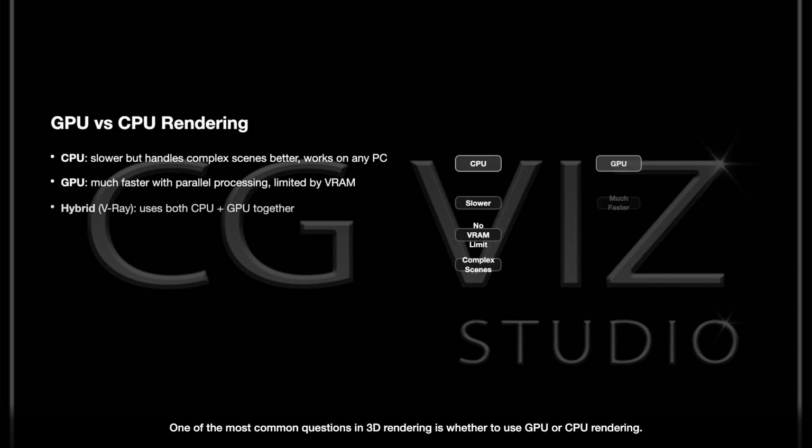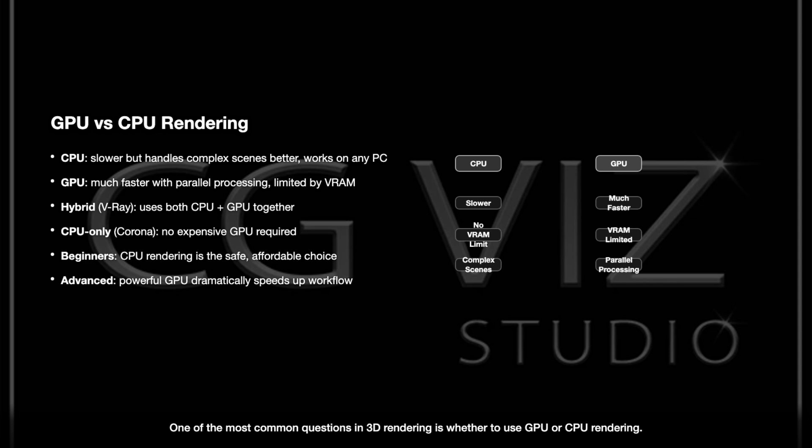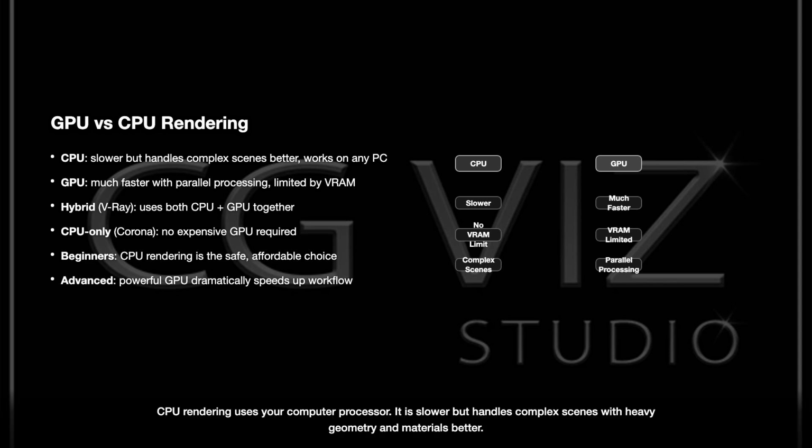One of the most common questions in 3D rendering is whether to use GPU or CPU rendering. CPU rendering uses your computer processor. It is slower but handles complex scenes with heavy geometry and materials better. GPU rendering uses your graphics card, processing many calculations in parallel for much faster render times. However, GPU rendering is limited by the memory on your graphics card. Very large scenes may not fit in GPU memory.